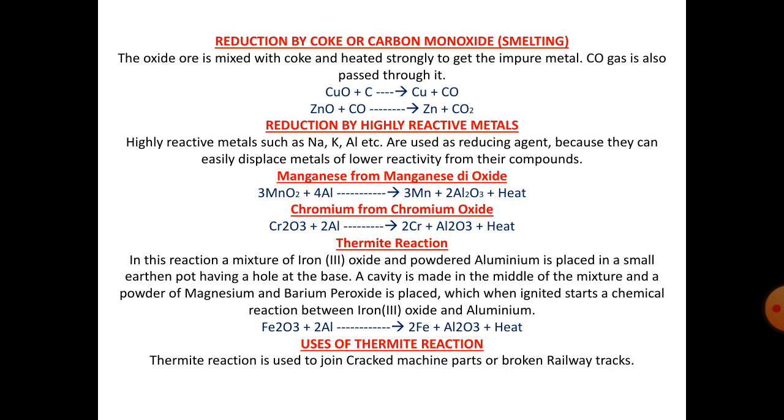Now the advantage of aluminium oxide being on top of it is that it prevents the rusting of iron. Now where is this thermite reaction used? It is used in two cases: to join cracked machine parts or to join broken railway tracks.